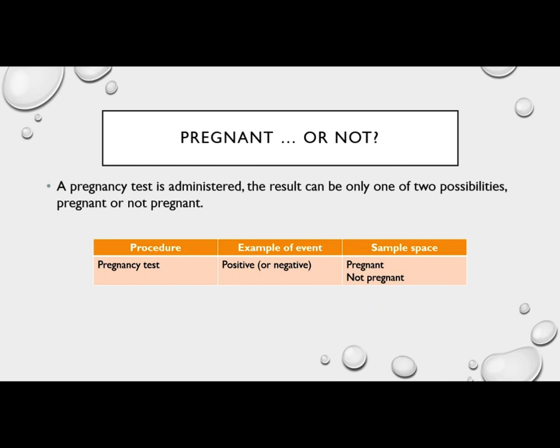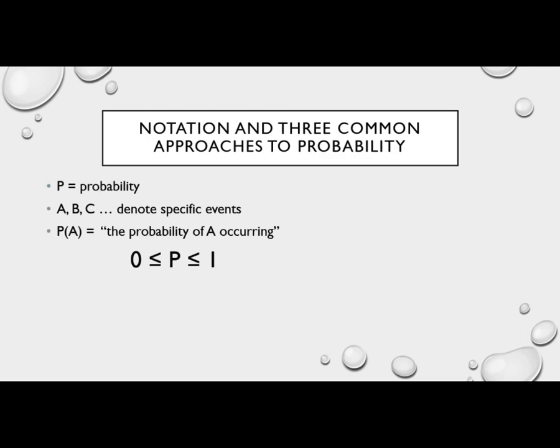So for a different example, we have a pregnancy test. The procedure is the pregnancy test. The example of the event is either a positive result or a negative result, and the sample space is either pregnant or not pregnant, right? So we have 2 possibilities, one event can happen. So we have a 50-50 chance, or 0.50 probability of being pregnant or not pregnant.